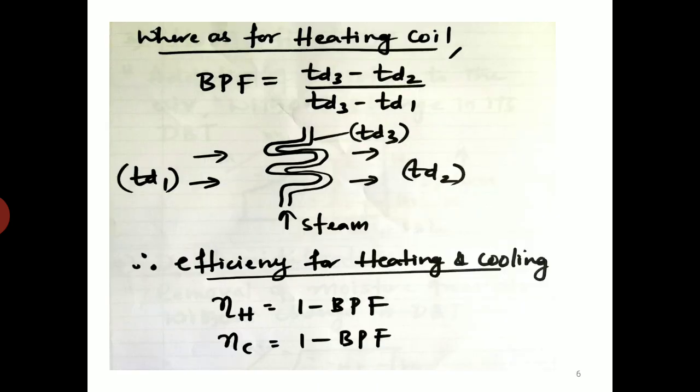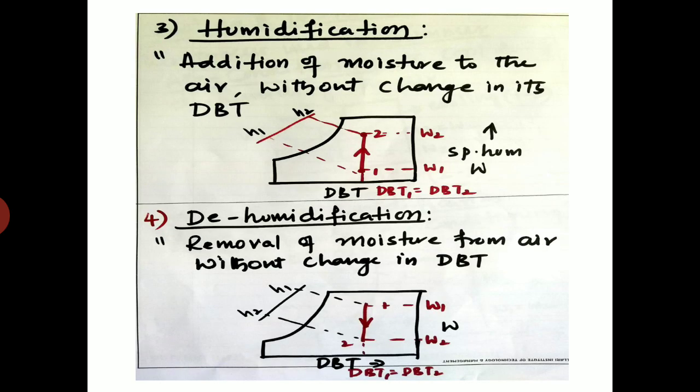So for heating, TD3 will be higher because it is the heating coil temperature. TD3 will be higher than TD2, and TD3 will be higher than the inlet temperature. Okay, so next we'll talk about humidification.